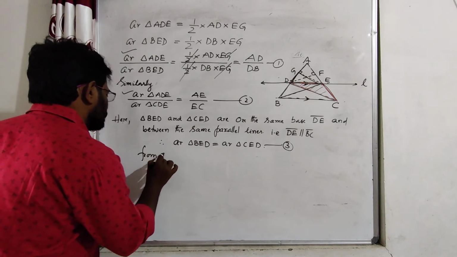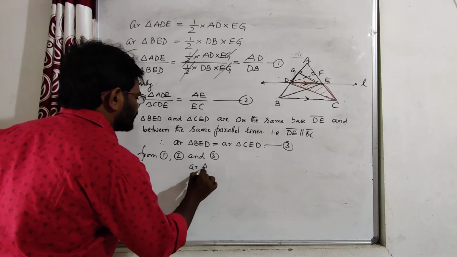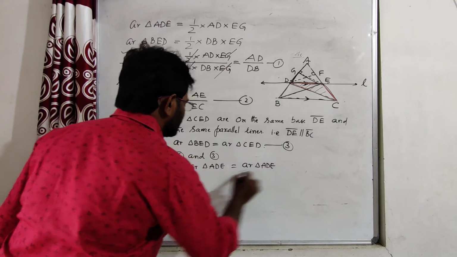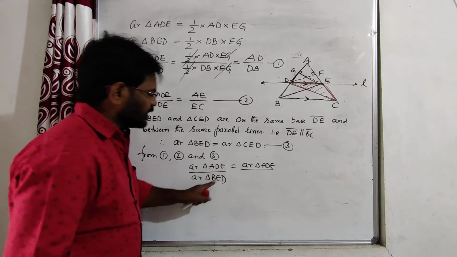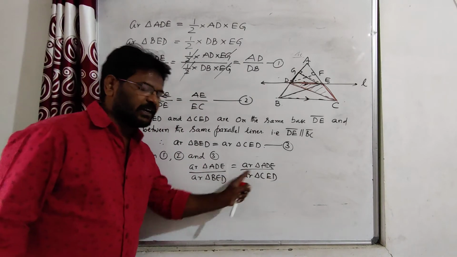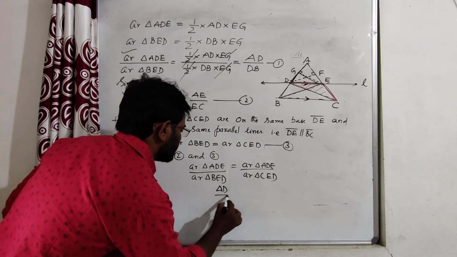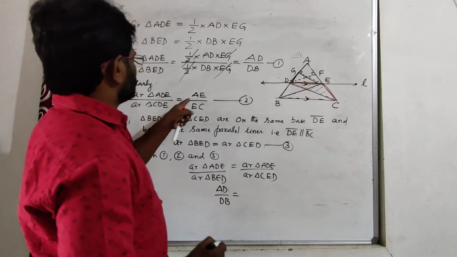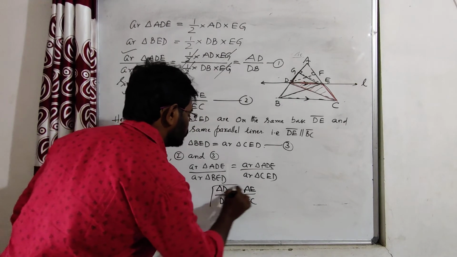From 1, 2 and 3, area of triangle ADE by area of triangle BED, in place of BED I am writing area of triangle CED, agree? So both are equal or not? What is ADE by BED from 1? AD by DB. What is ADE by CED from 2? AE by EC. So hence proved.